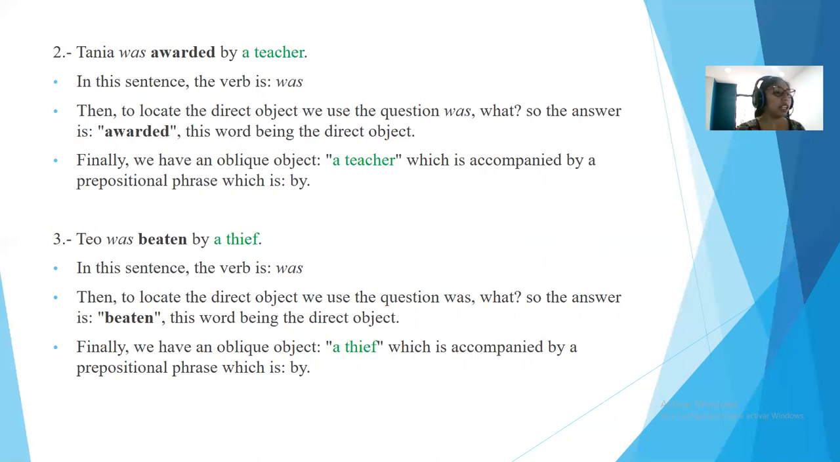Example number 3, Theo was beaten by a thief. In this sentence, the verb is was. Then to locate the direct object, we use the question was what. So the answer is beaten, this word being the direct object. Finally, we have an oblique object, a thief, which is accompanied by a prepositional phrase, which is by in the sentence.